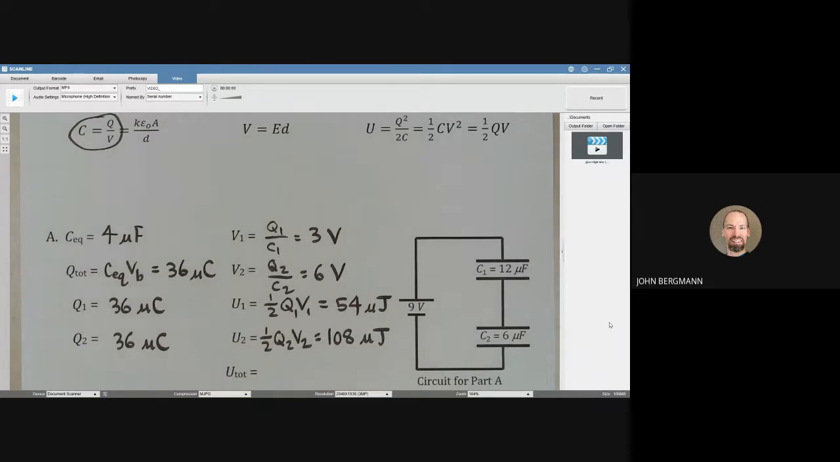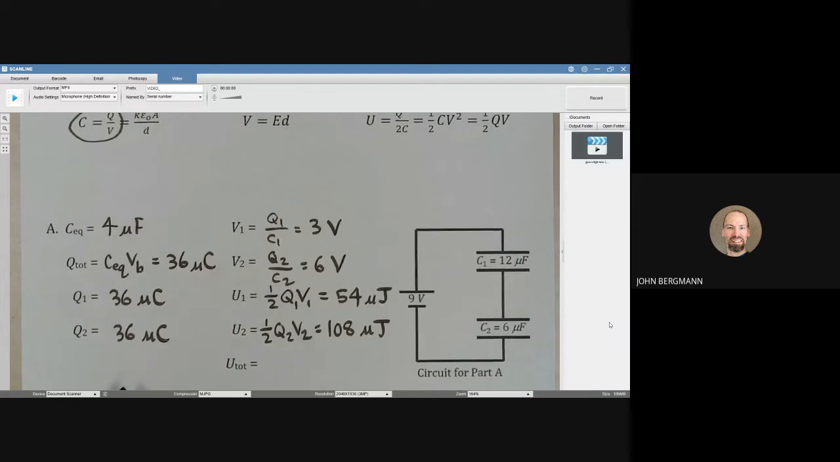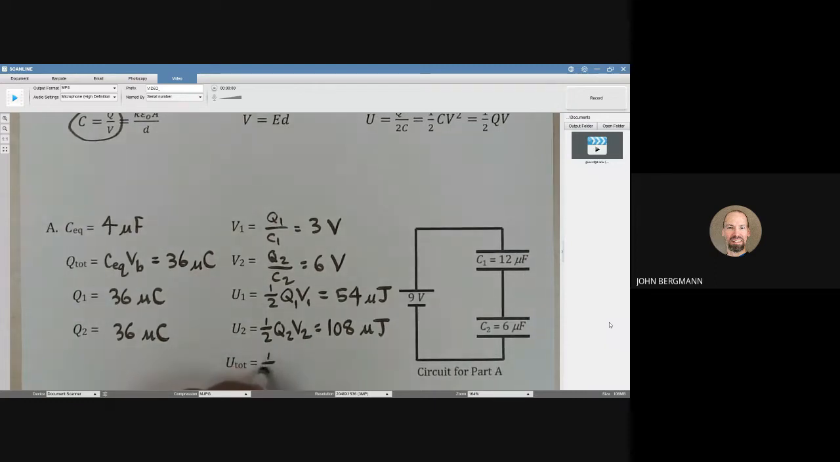Now, the total energy is just going to be the sum of these, but another way you can find total energy is to take 1/2 times the total Q times the voltage of the battery. And if you do that, that's going to be 1/2 times 36, so that's going to be 18, times 9, which is going to be 162. What does this come out to if you add these up? 162. Look at that. Let's do one more.